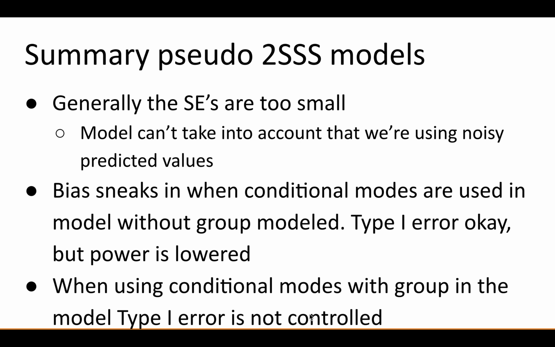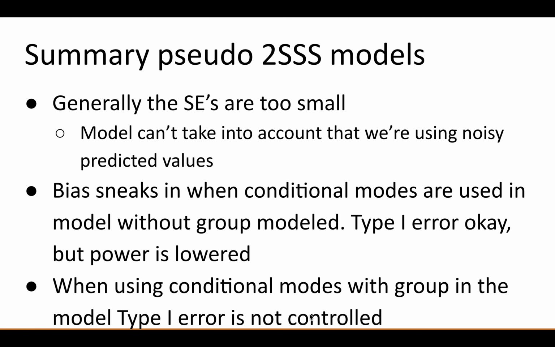With the pseudo two-stage summary statistics models, generally the standard errors are going to be so small. We're using these really noisy predicted values and completely ignoring how noisy they actually are. We're just pretending they're true values of within subject means. And depending on your model, the conditional modes are going to be biased in a way that can hurt you in your modeling. So even in the cases where type 1 error was okay, the power was lower. So I really cannot recommend it.